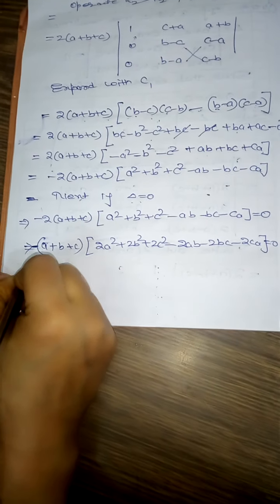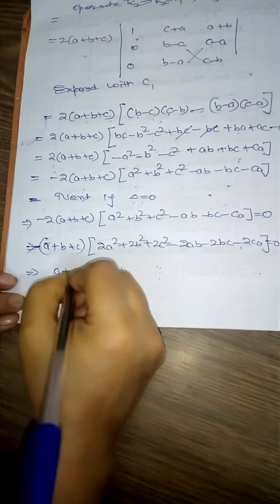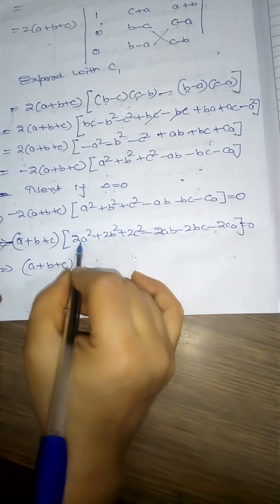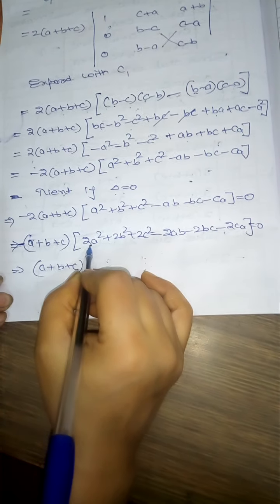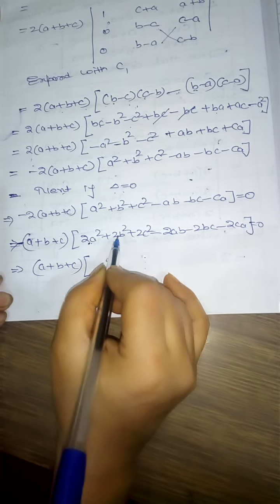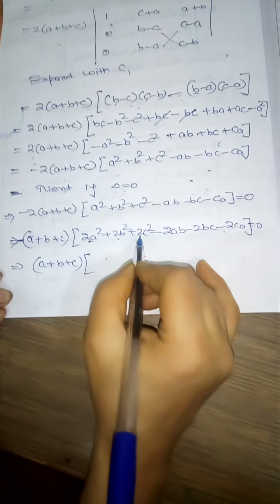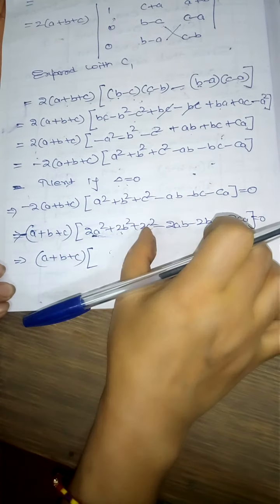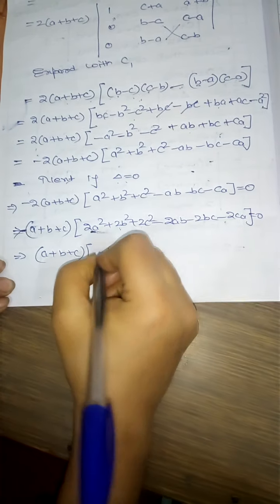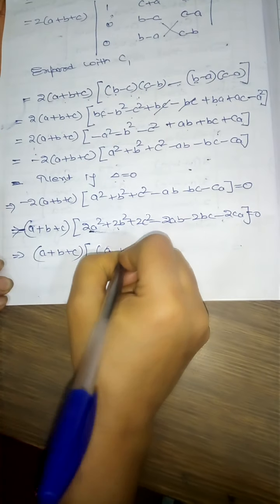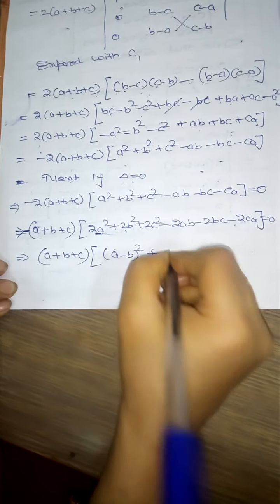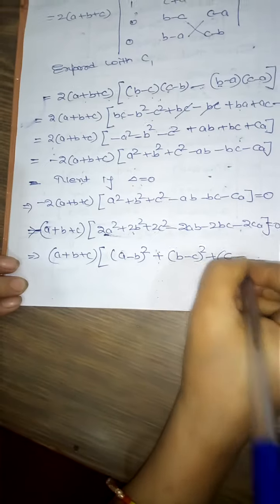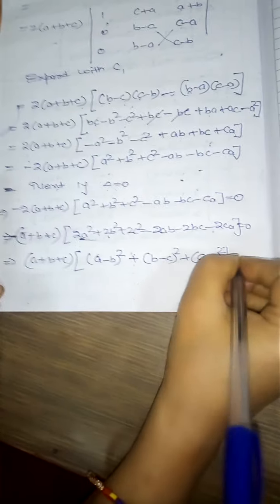Then A plus B plus C, make the factor here: 2A square we can write as A square plus A square, 2B square is B square plus B square, and 2C square is C square plus C square. Then we will make the formula here. After making the formula, it will come A minus B whole square plus B minus C whole square plus C minus A whole square equal to 0.